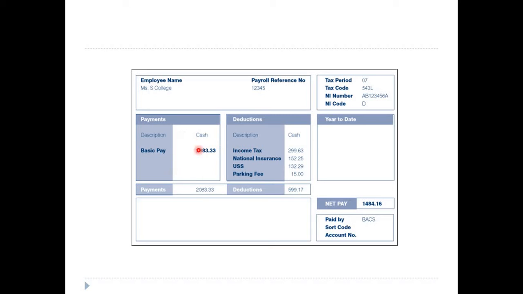So although this is what they got paid in their basic pay, after their deductions, you'll see that their net pay, which means the pay after tax, is £1,484.16. So even though they got paid this amount at the start, before they actually receive the money, before it goes into their bank, things are taken away to go to the government to help pay for things like police services, our National Health Service, etc. So this is a basic payslip.